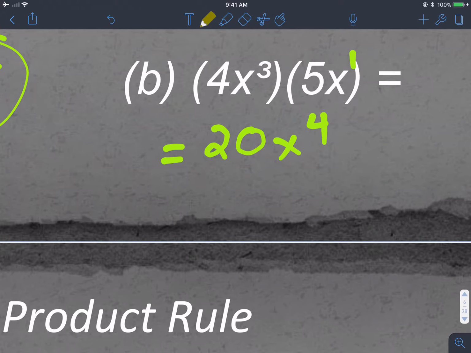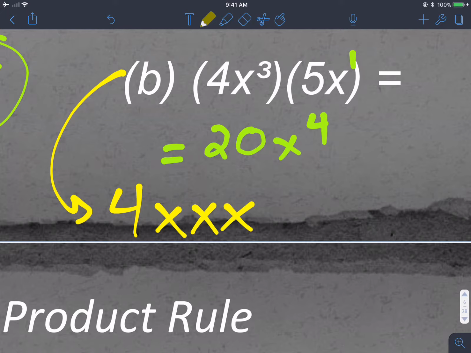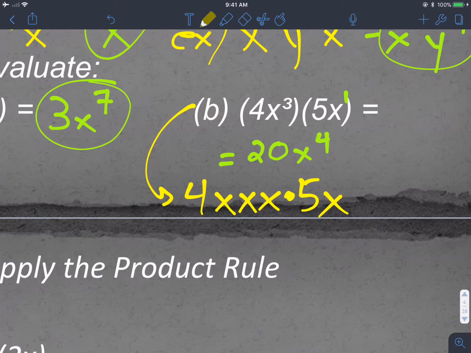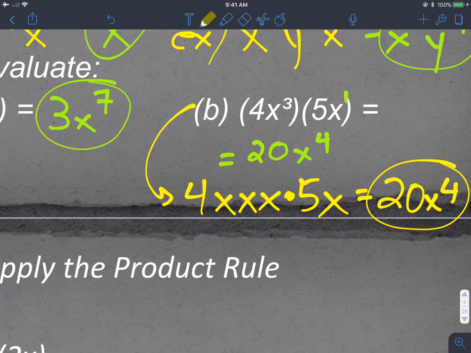I don't know if this will help some people or not, but what if I write the whole thing out like this? Because it's x to the third, there's 3 x's, and then there's one more, so how many x's are there? Right, 4. If you really wanted to write everything out, that's what you could do.